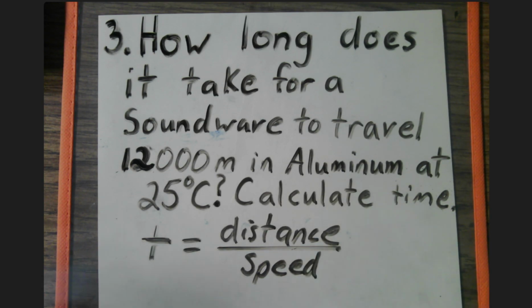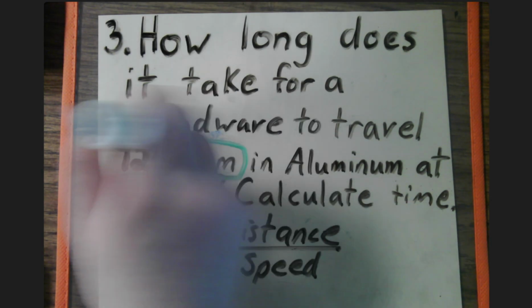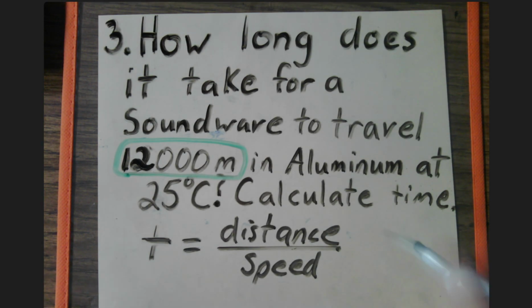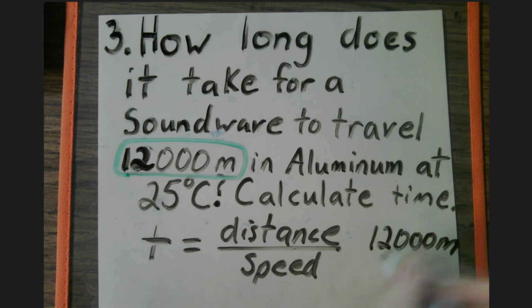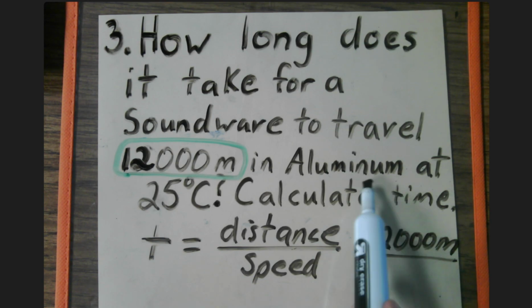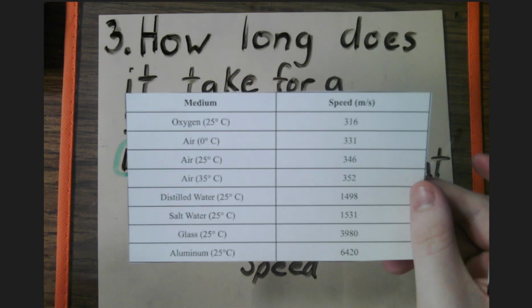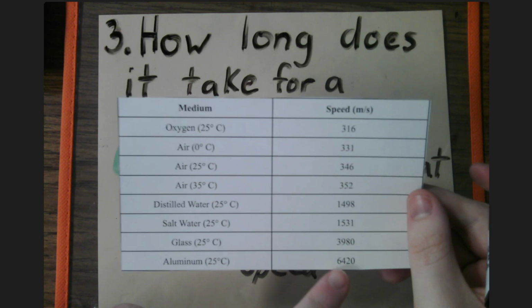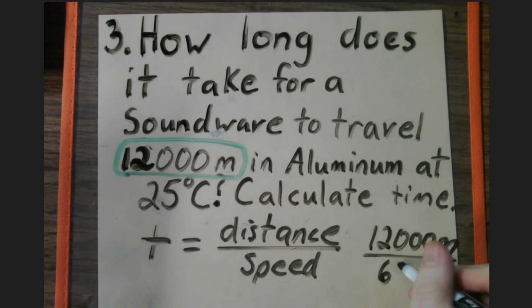Our distance is in meters. So here's our distance right here, 12,000 meters. So we're going to put this guy at top. Divided by, now we got to find our speed, so let's look at our chart. We're going to look for aluminum at 25 degrees Celsius. So on our chart is here at the bottom, aluminum at 25 degrees Celsius, 6,420 meters per second. So we're going to write that down here.